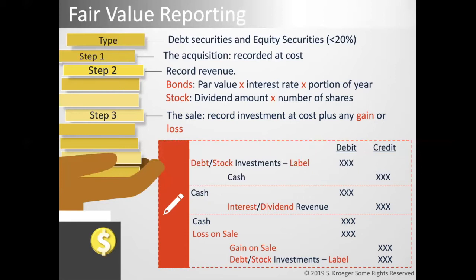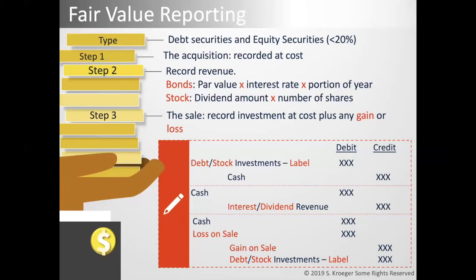This should match the account name from the first entry. It would either be debt or stock investments, and you would label it as either trading or available for sale. The amount would be your purchase price, not the sale price. The reason is we want to see how much we gained or lost on the sale.